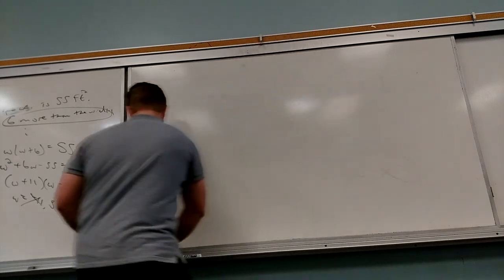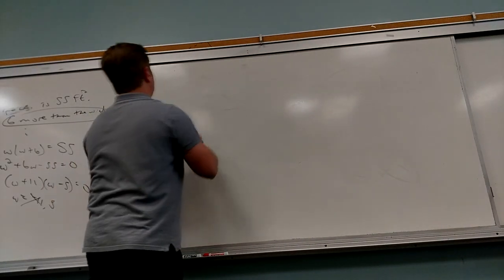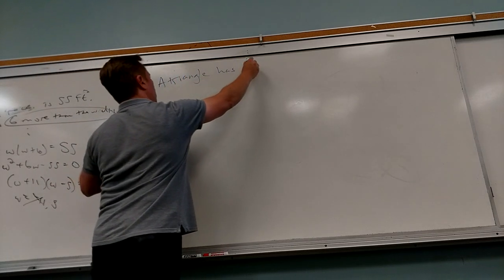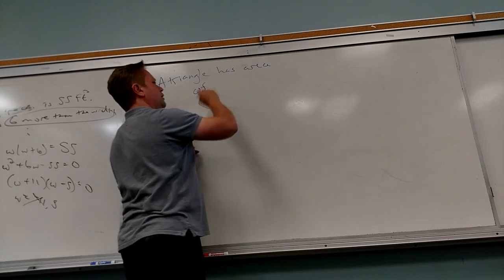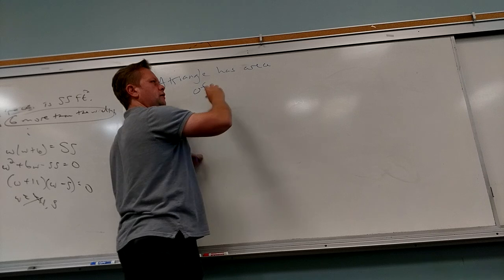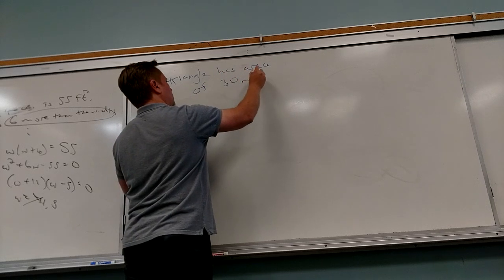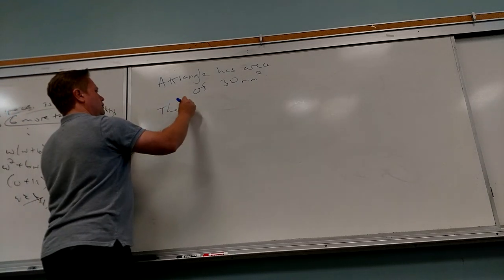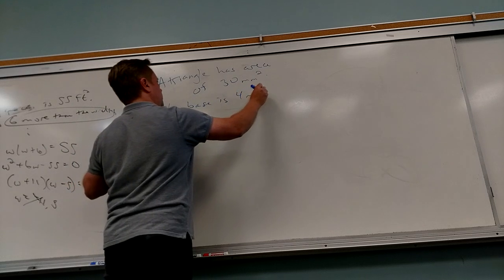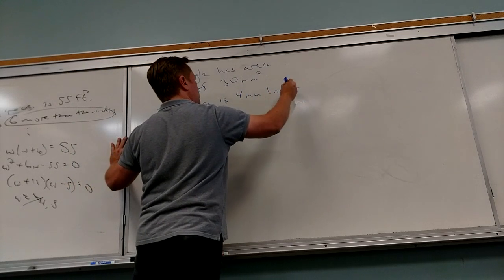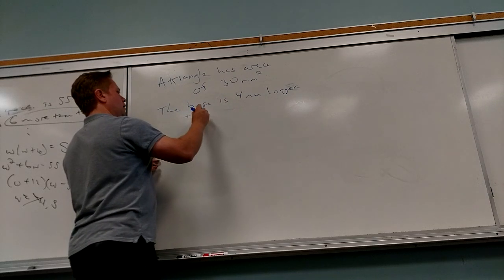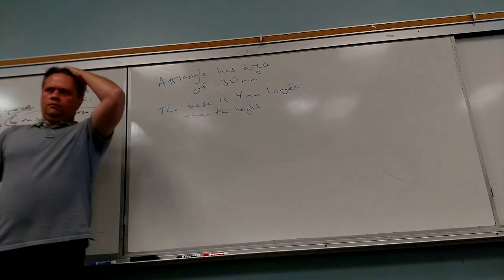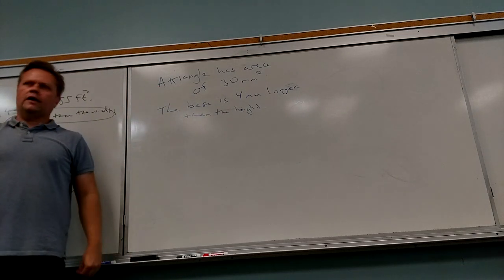Okay, let's try another one. Okay, I like it. Let's do this one. You've got a triangle. That's area. 30 square millimeters. The base is 4 millimeters longer than the height. Find the dimensions of the triangle.